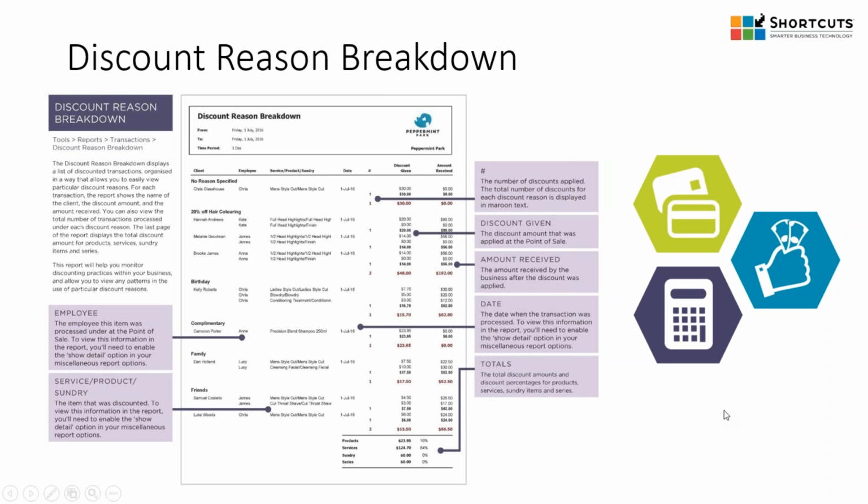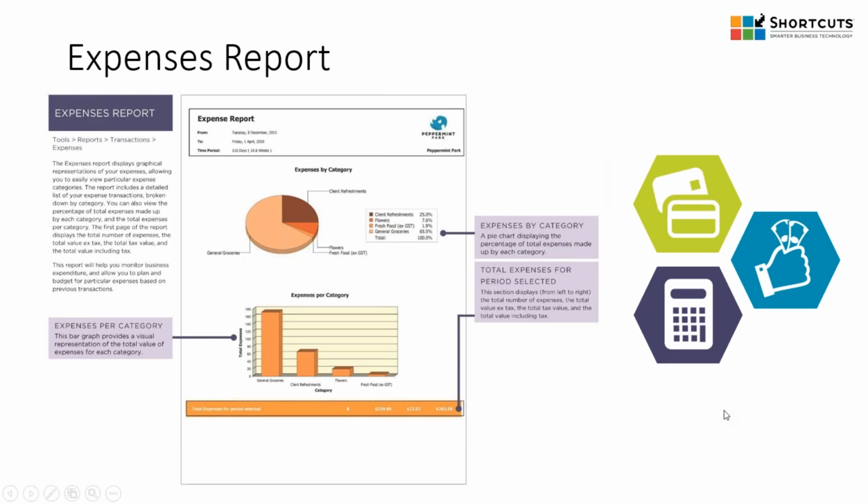All right, so that's the discount reason breakdown. The next one, you guys, is the expenses report. So how much are we spending on magazines for the salon or for the business? Here, the expense report, again, over any time period, I can run this, and it will give me information on which reasons were used for expenses and also what the total was. Again, this is one of those reports that you can drill into. If you double click on any of these sections, you'll get more detail as well.